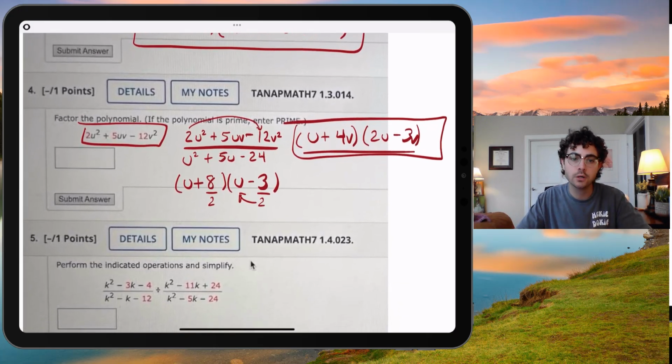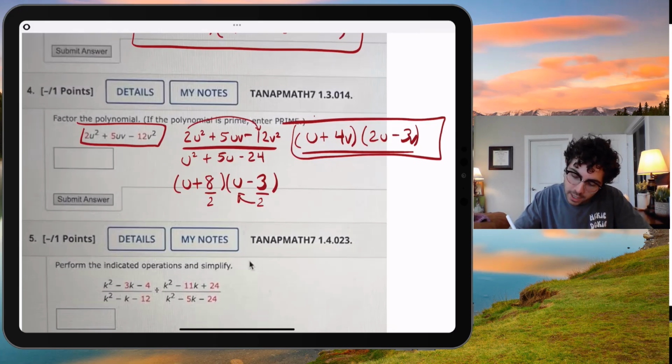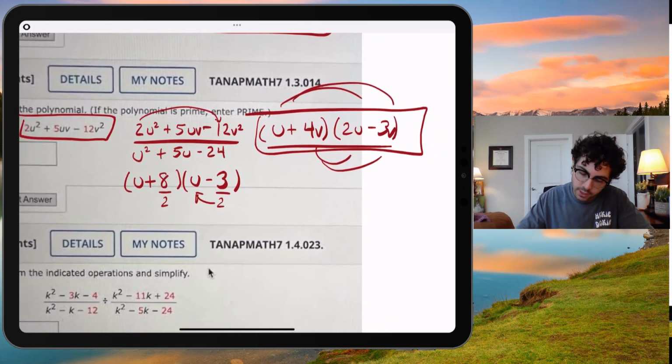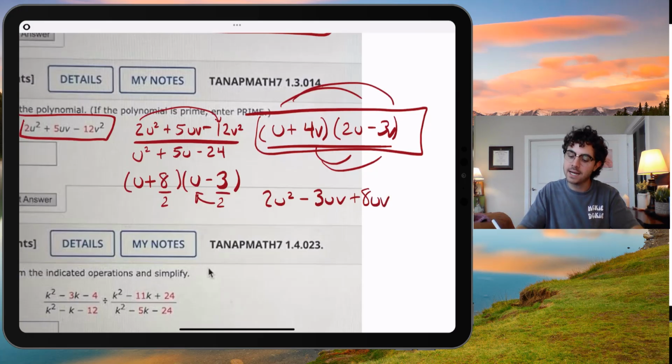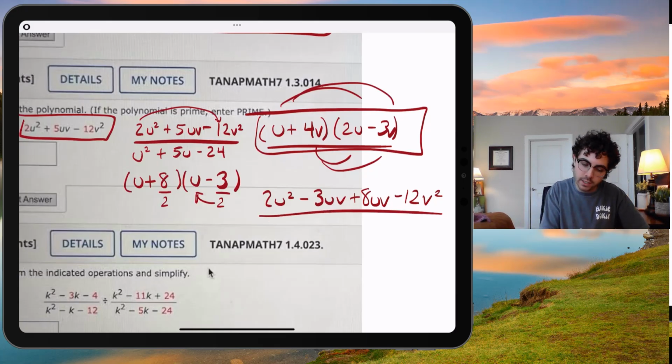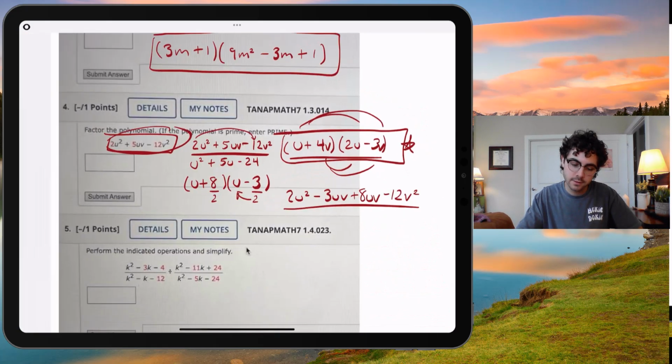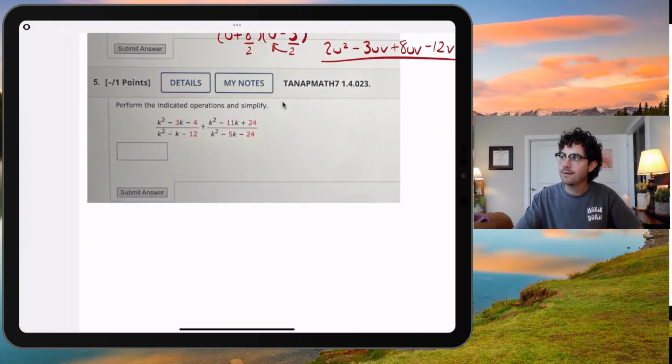If you are ever unsure about your answer, you can always multiply these out to see if it actually gives you the original expression. Let's give it a shot. U times 2u is 2u squared. U times negative 3v is negative 3uv. 4v times 2u is 8vu, or uv, and 4v times negative 3v is negative 12v squared. And this would give you exactly what we had originally. So these, again, are our factors for number 4. Number 5.